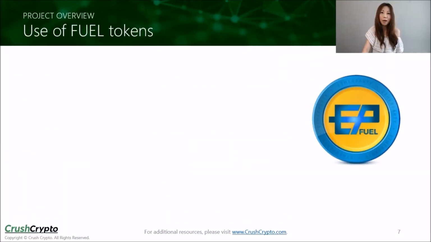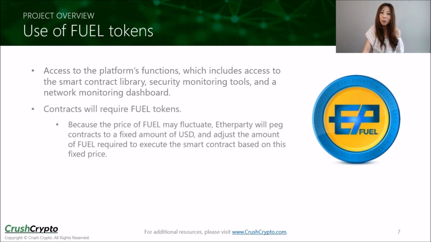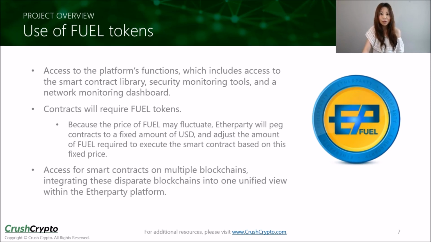Fuel is the token that powers the Etherparty platform. Users will need to use these tokens to pay for access to the platform's functions, which includes access to the smart contract library, security monitoring tools, and a network monitoring dashboard. Contracts will also require the use of Fuel tokens. And in the future, the tokens will serve as access for smart contracts on multiple blockchains. As Fuel tokens are required to perform various actions on the platform, the more usage Etherparty has, the more valuable the tokens will become.